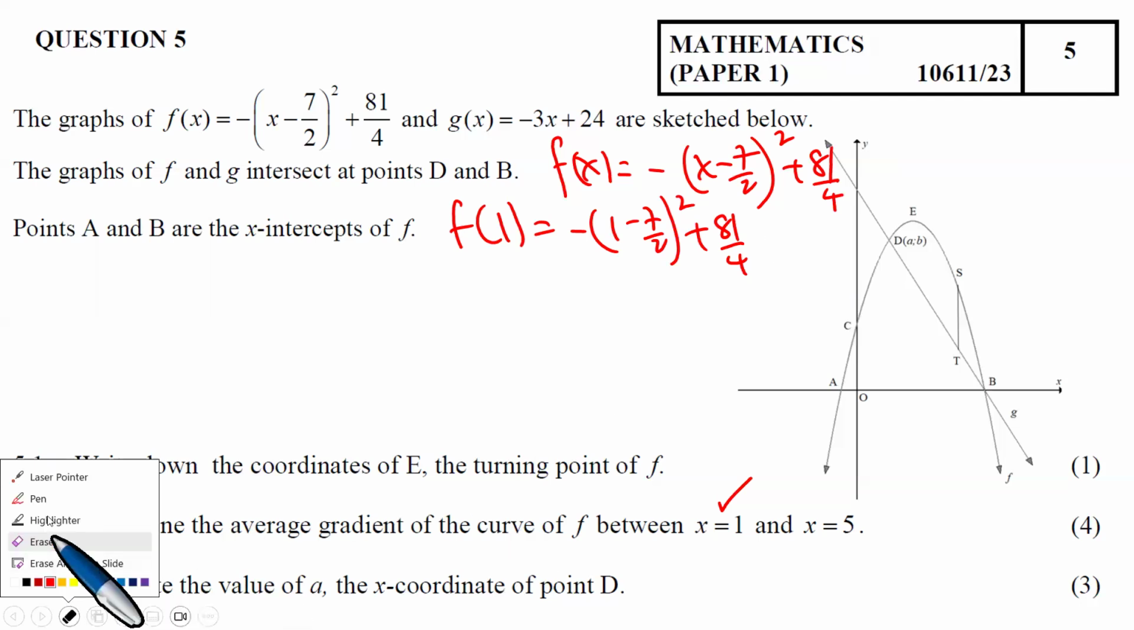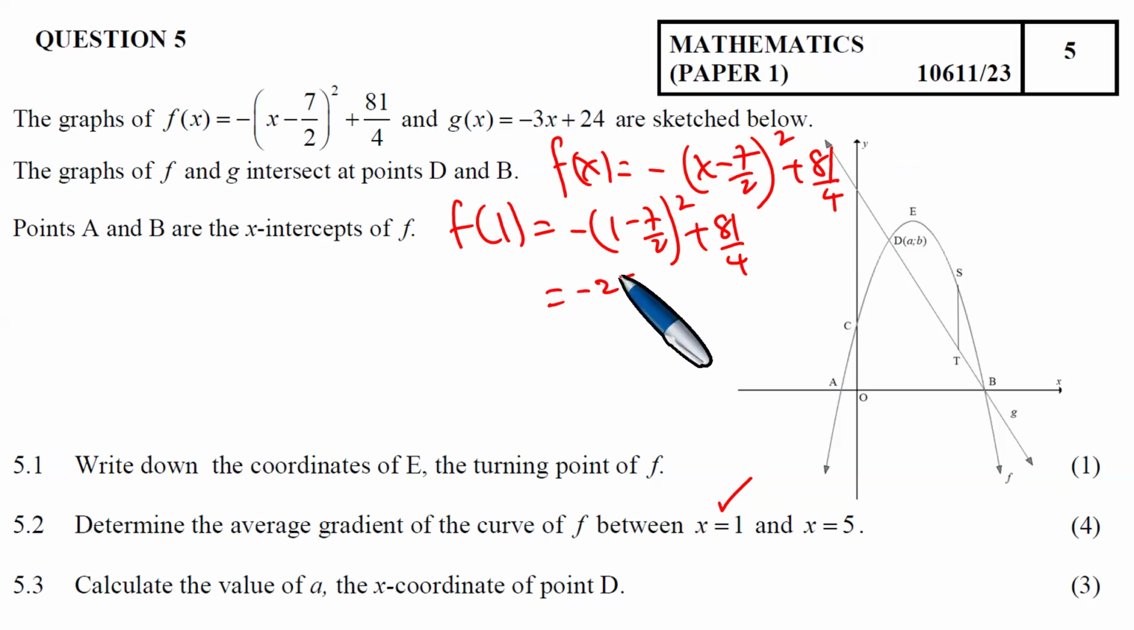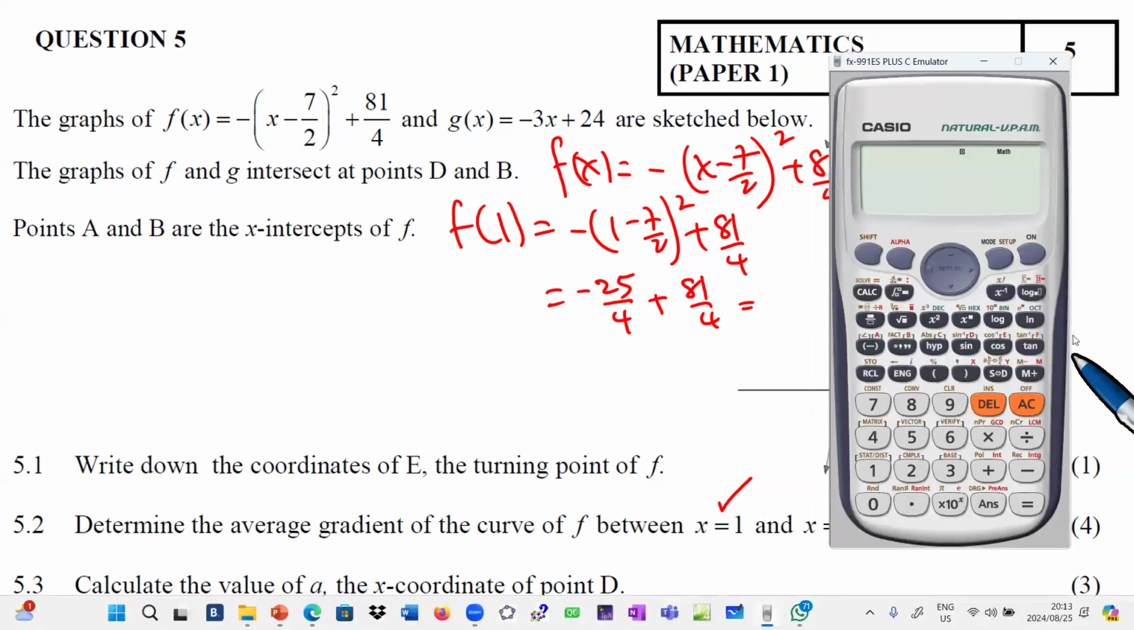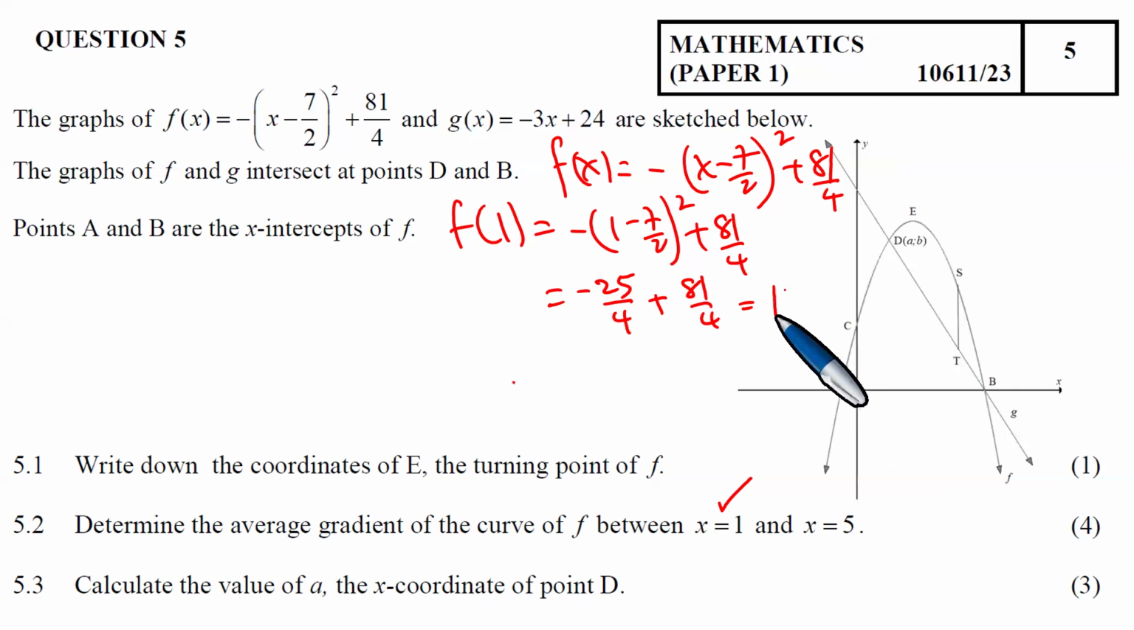So you're going to have precisely negative 25 out of 4 plus 81 out of 4. Now when we have 81 minus 25 out of 4, you can use a calculator to do that as follows. Check this out. Fifty-six, you divide it by 4, you get exactly 14. Meaning here, you'll get exactly 14.